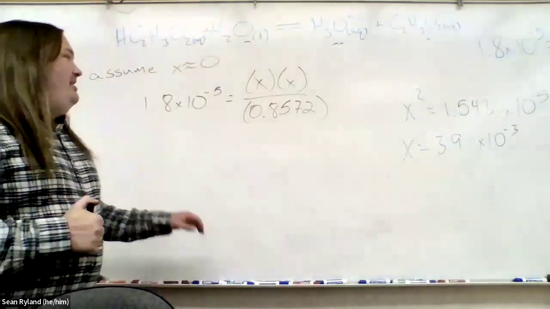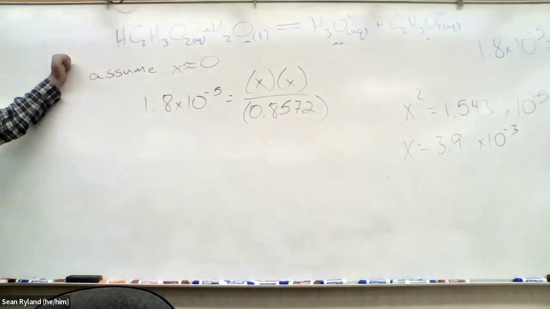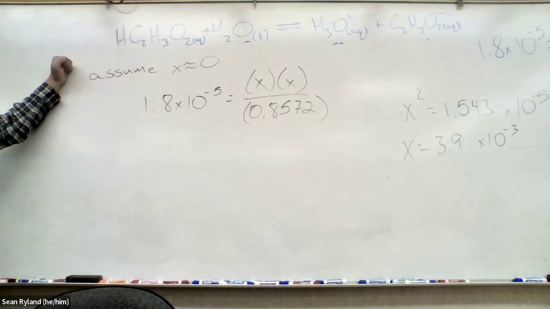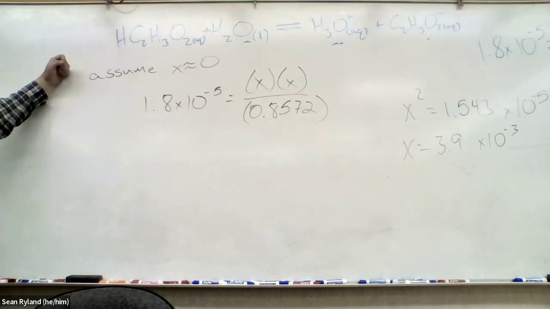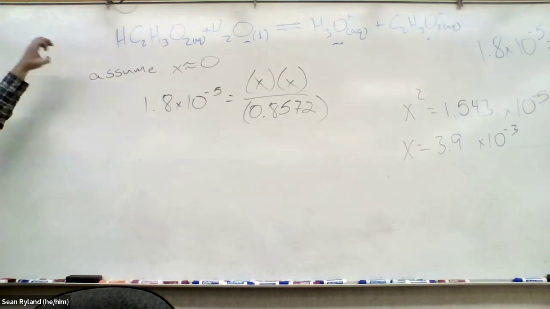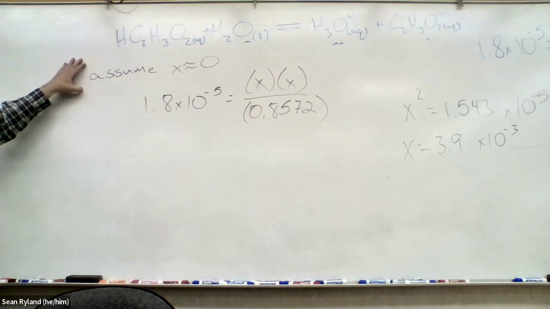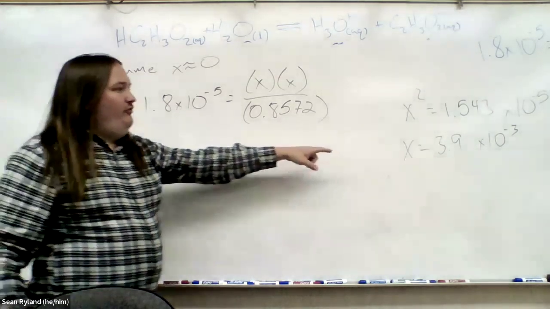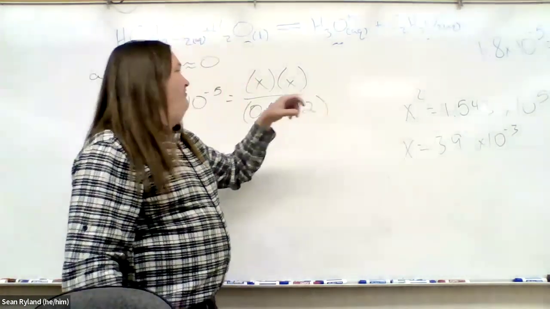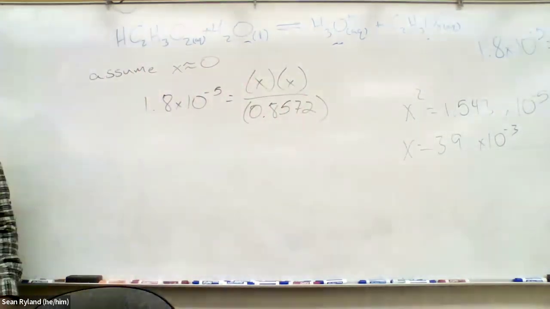What's the last step when we make this assumption? Well, not the last step, but the last step in solving for X. We could plug it back in to double check to see if our answer is close. Basically, the way we show that this assumption is valid is the X that we solved for less than 5% of what we started with.